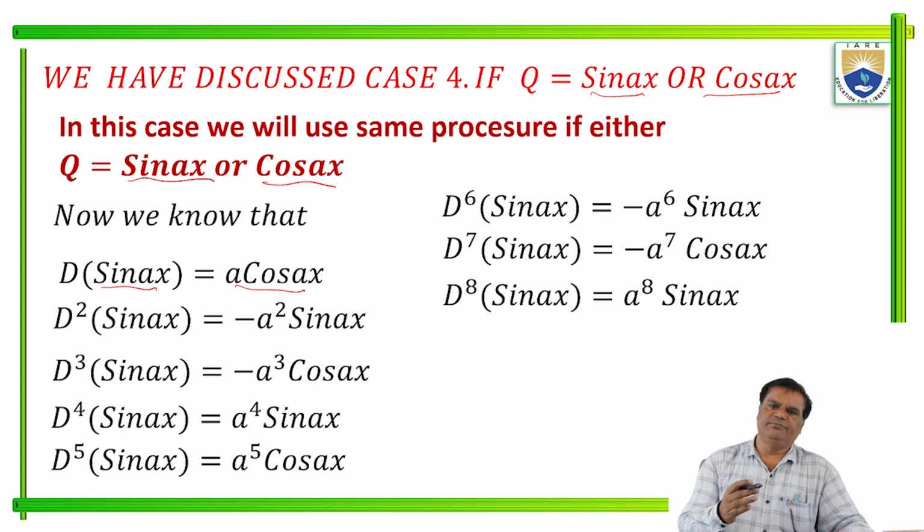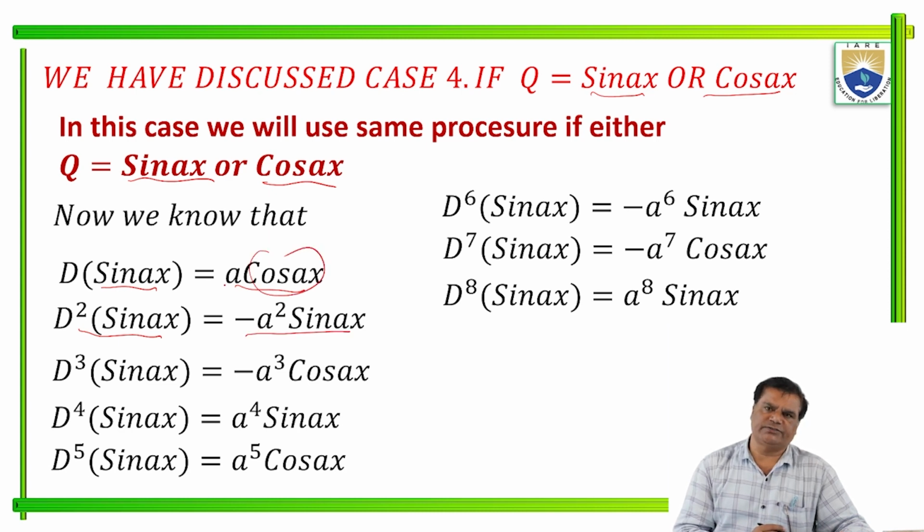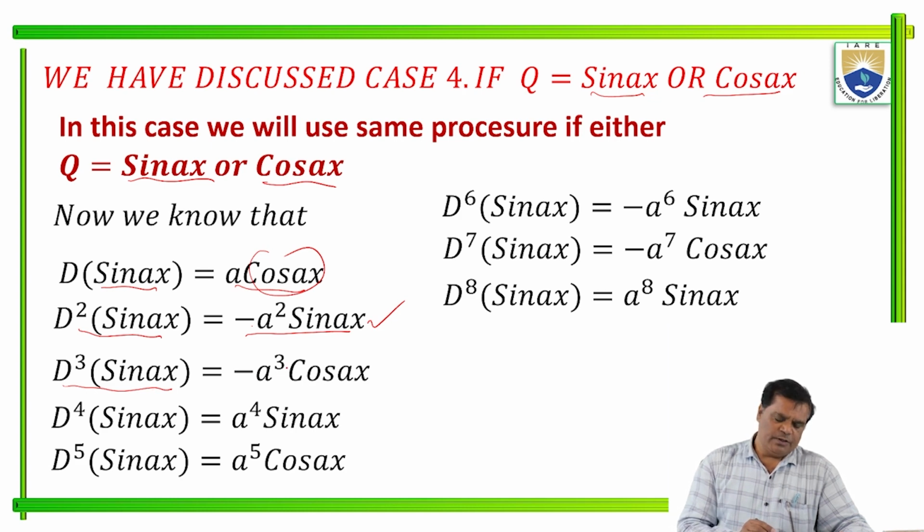We are finding some results here. D square of sin AX equals minus A square sin AX; the differential of cos AX means minus A sin AX, so here it is minus A square sin AX. Taking the third derivative of sin AX, we differentiate again: sin AX gives cos AX, multiplied by A, so minus A cube cos AX.